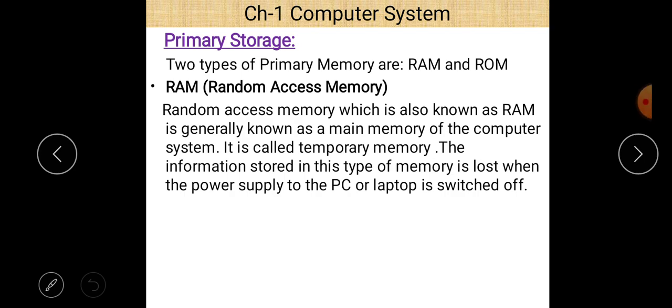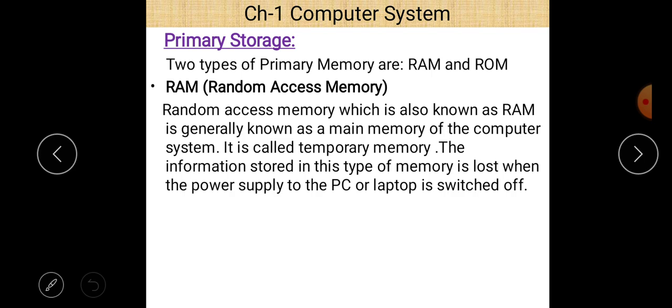Now when we talk about the primary storage, there are basically two types of main memory. These are RAM and ROM. RAM stands for random access memory, and the random access memory is generally known as the main memory of the computer system. It is called the temporary memory, and the information stored in this type of memory is lost when the power supply to the PC or the laptop is switched off.